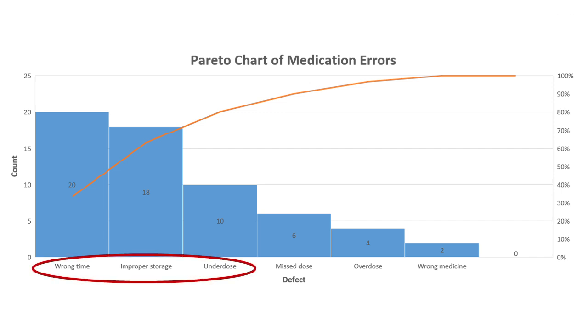In order to lower the number of medication errors by 80%, we need to solve the 3 most frequent errors: medications being given at the wrong time, medications being stored improperly, and erroneously lower doses of medications administered to patients. These 3 categories account for 80% of the total causes for medication errors. An appropriate action in response to this information might be to observe and map practices for the administration and storage of medications in this hospital and to identify opportunities for standardization and improvement.